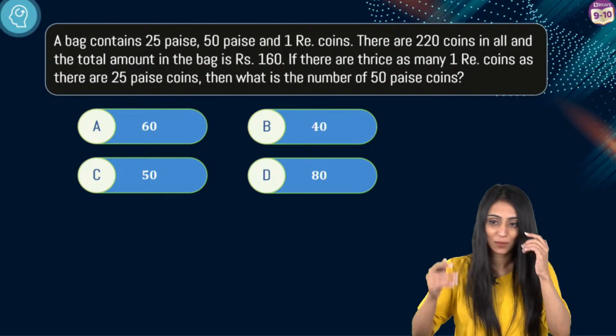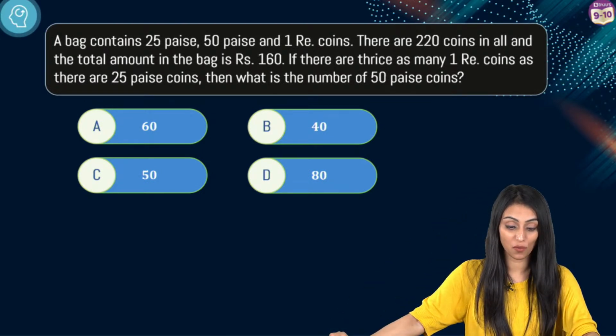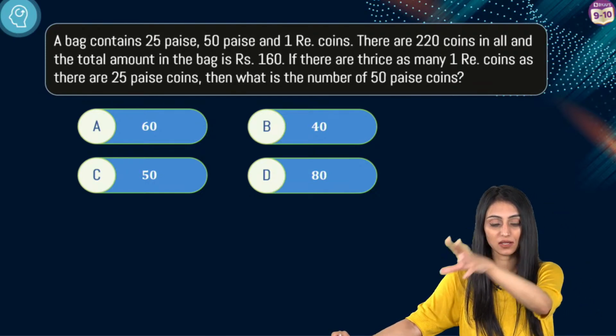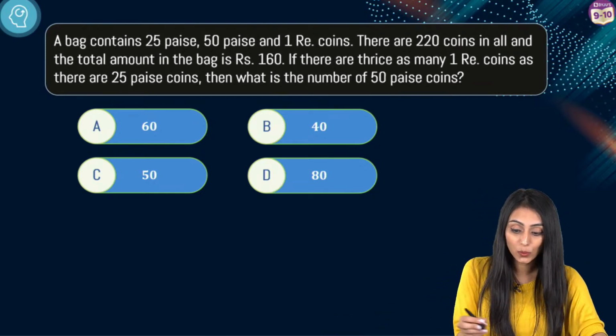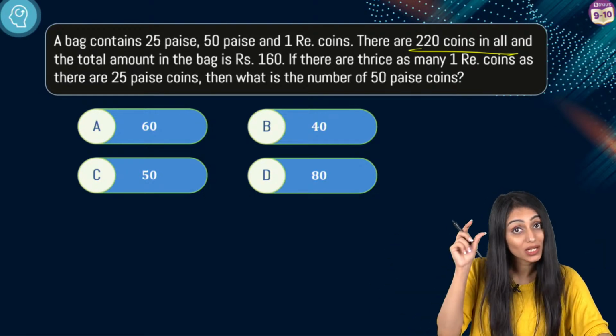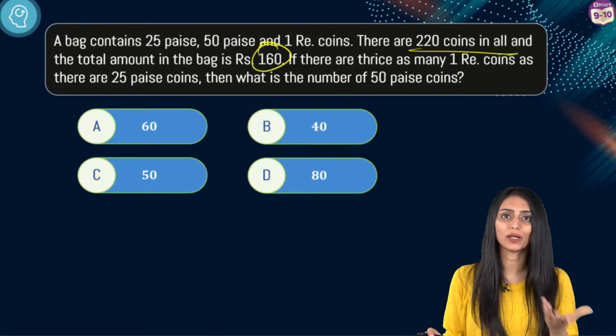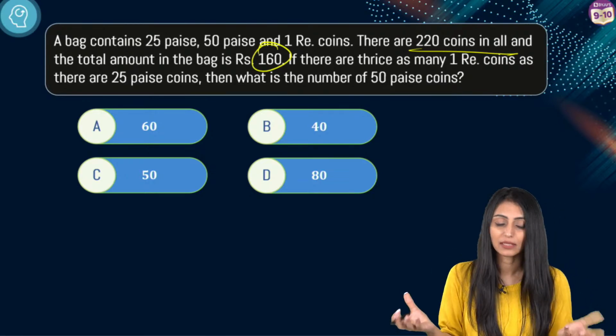Let's take a look at question number 11 now. A bag contains 25 paisa, 50 paisa and 1 rupee coins. Now there are 220 coins in all. So coins, if you see, there are 220, but the total amount in the bag is 160. It is possible, right? You can have 220 coins, but the amount that you have is 160.